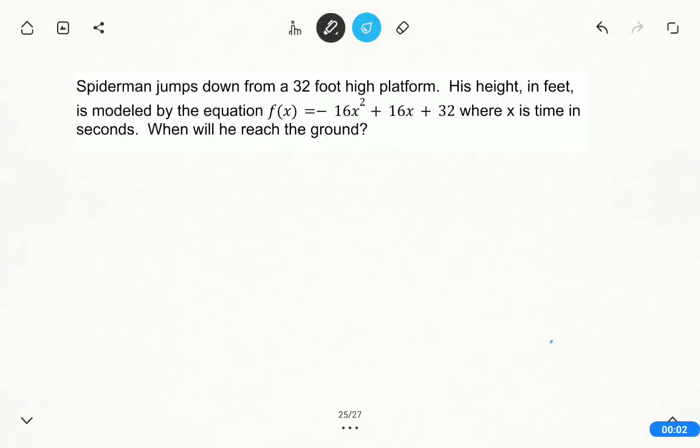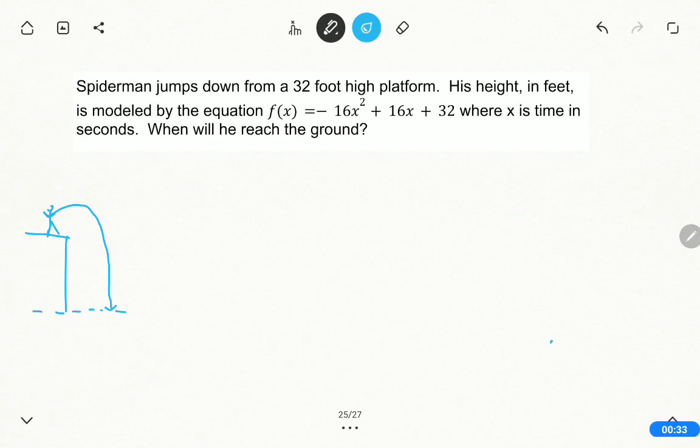In this example, we have Spider-Man jumping down from a 32-foot high platform. His height in feet is modeled by the equation f of x equals negative 16x squared plus 16x plus 32, where x is time in seconds. When will he reach the ground? So just as a picture reference, we have Spider-Man on this platform. He's jumping up and down to the ground level.